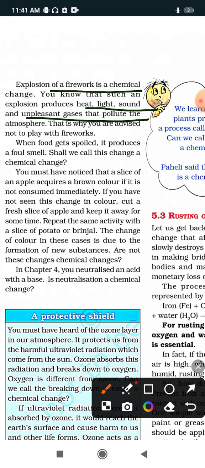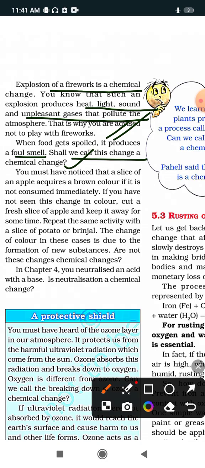So you know that such an explosion produces heat, light, sound and unpleasant gas. Fireworks, that's why we are advised not to play with fireworks. Clear? When food gets spoiled, it produces a foul smell. So that is also a chemical change. You must have noticed the slice of apple change. The ripening of apple is also a chemical change.